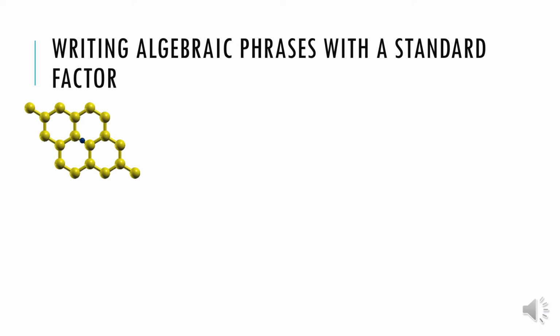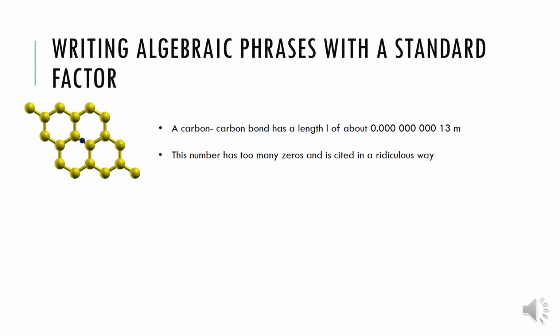Now, we can also write an algebraic phrase with a standard factor, and I want to talk a little bit about these factors, and I'll use an example of the length of a carbon-carbon bond. So a carbon-carbon bond has a length of around 0.00000000013 meters. Very, very small number. Now, for anyone writing that down on a piece of paper, or indeed trying to interpret that number, it's written in quite a ridiculous way because we're not able to comprehend it logically. It has way too many zeros.